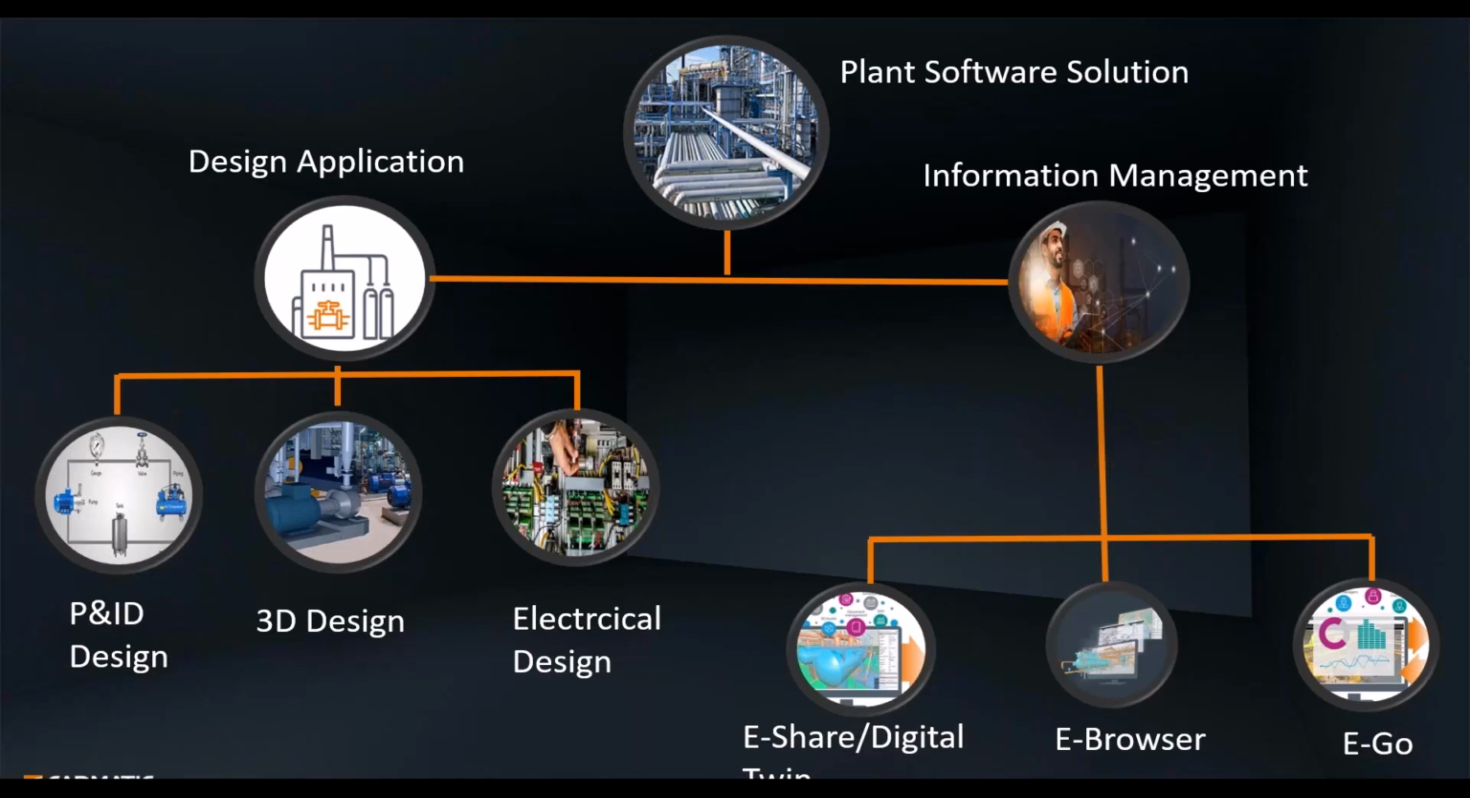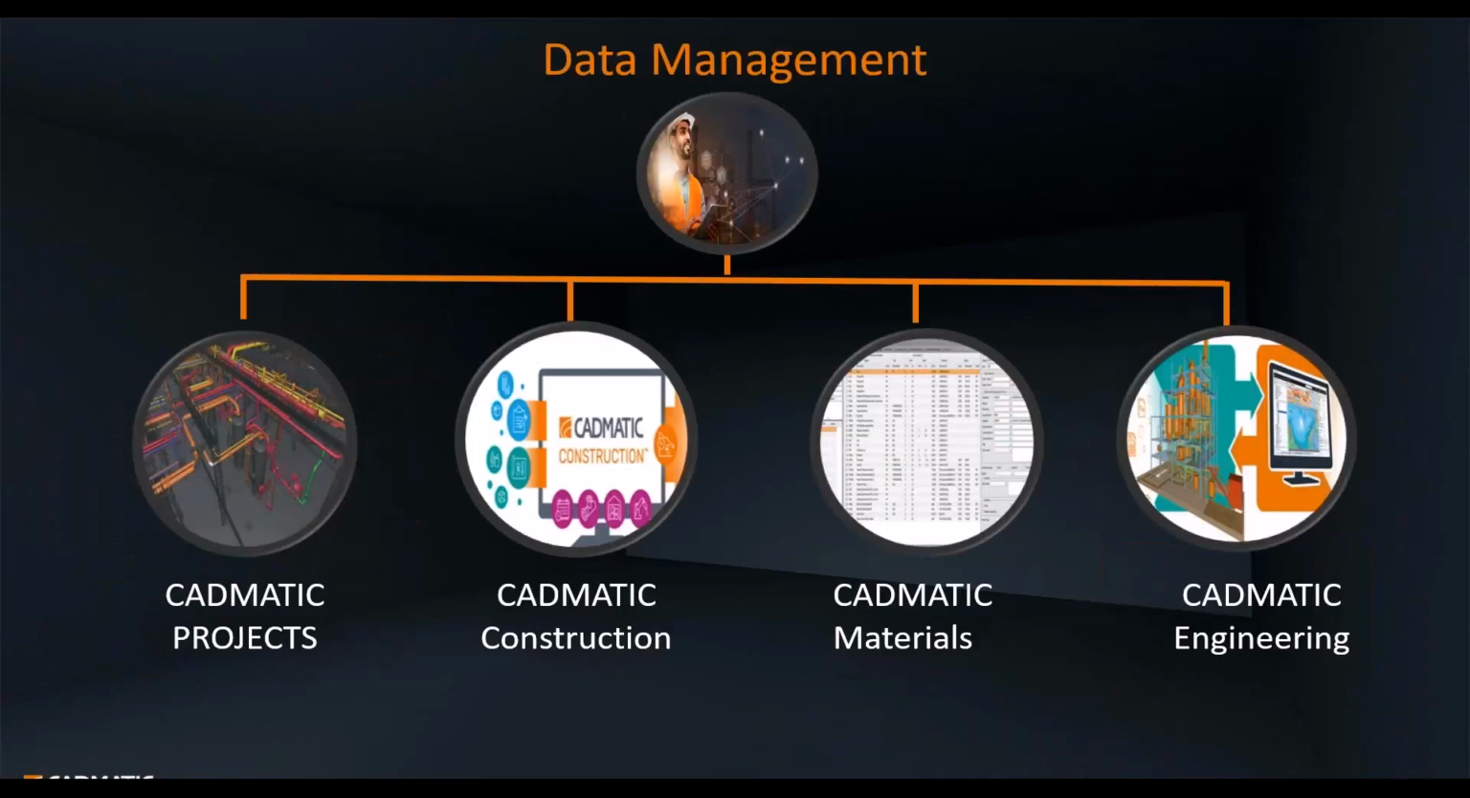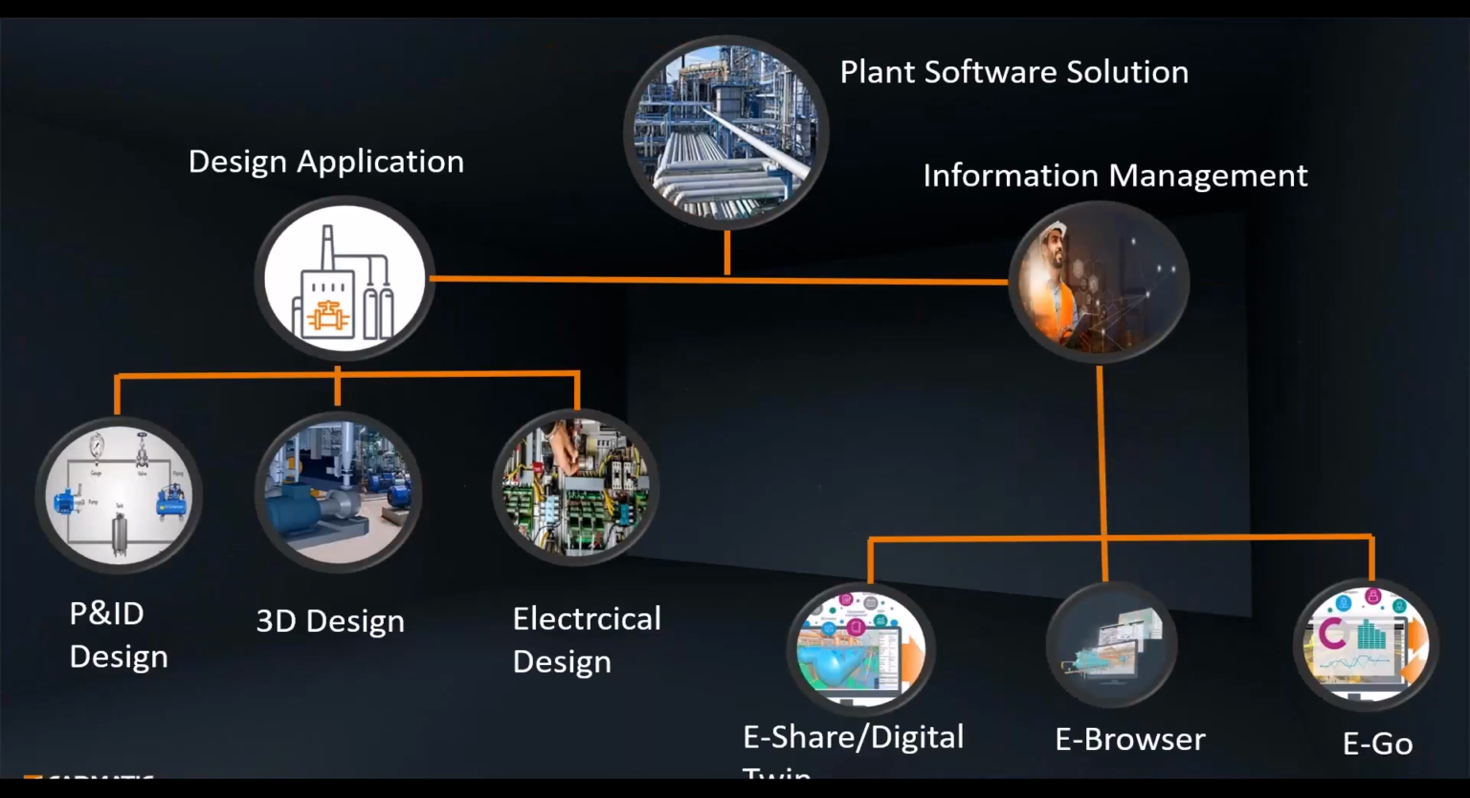Then we have CADMATIC e-browser, which is a review tool like Navisworks. With e-browser, you can walk through your 3D model. You can combine several 3D models into one, and you can compare these models. You can also check collisions, import laser scan point cloud data into the e-browser, and do markup on top of the 3D model. Then we have Ego, which is a similar tool to e-browser, but it is tablet based.